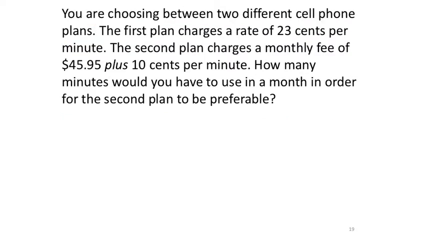Like this one. You are choosing between two different cell phone plans. The first plan charges a rate of 23 cents per minute. The second plan charges a monthly fee of $45.95 plus 10 cents per minute. How many minutes would you have to use in a month in order for the second plan to be preferable? And the second plan, because I kind of jacked this up earlier, is just kind of highlighting this one right here. That's our second plan. The first plan is just 23 cents per minute. That's our first plan, okay?